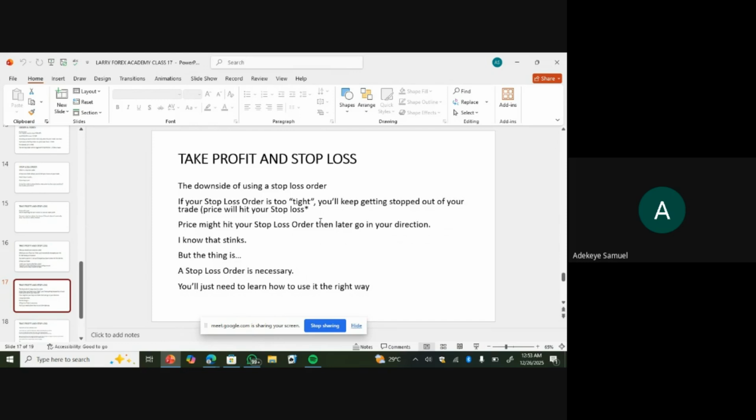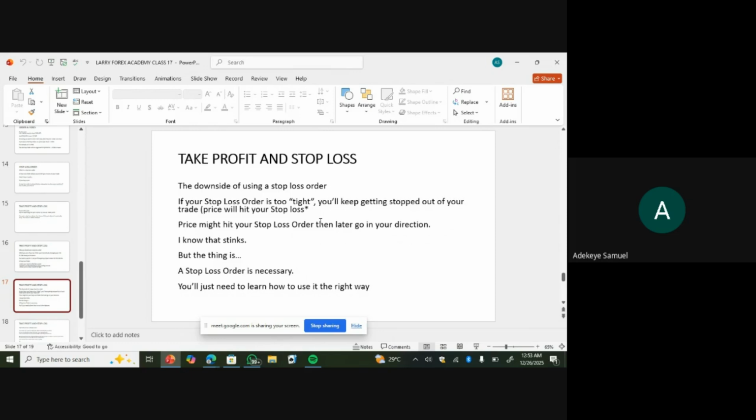Proper risk management, right? We will still talk about how to calculate stop loss and your take profit, right? I don't want to make this video long. So the market may hit your stop loss, then later go in your direction. I know that thing, right?